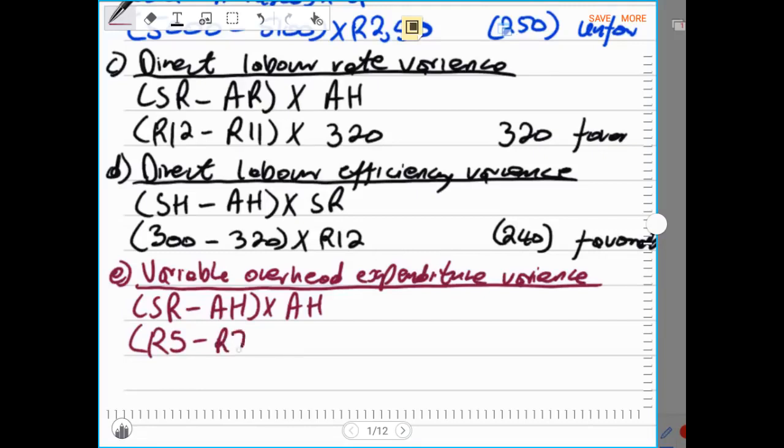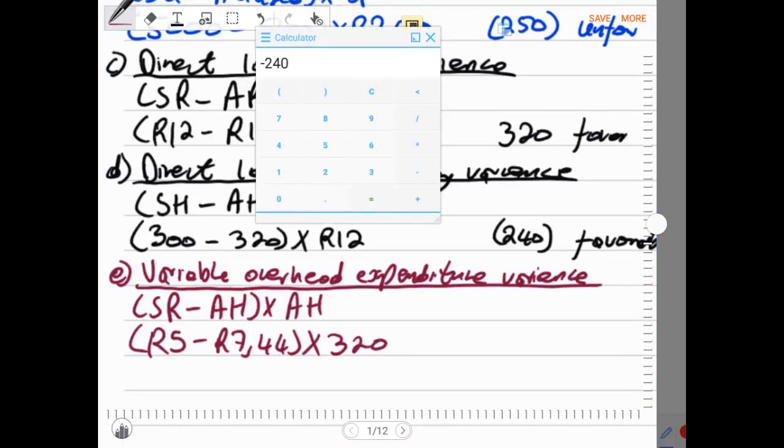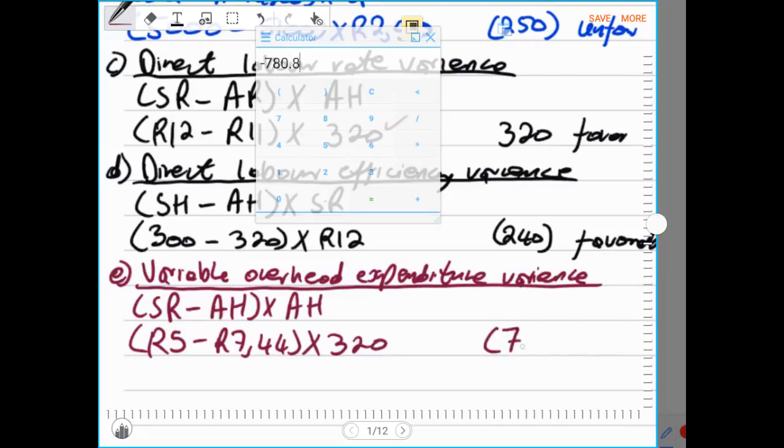5 rand minus 7.44 times this by the actual labor hours. Remember, actual labor hours is still the same 320 that we used when we did our labor hours. It does not change. Then we have 5 rand minus 7.44 and we times this by 320, and this gives us 780.8. You can round off to the whole number. It will depend on the instruction in the exam, but I prefer 2 decimals.